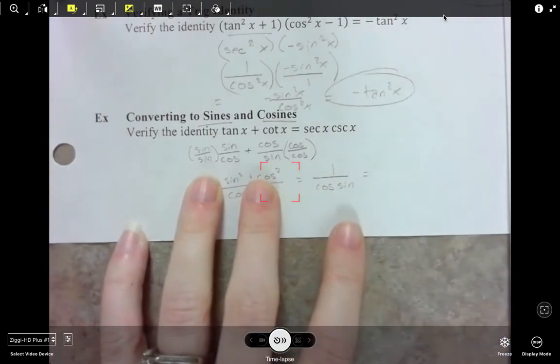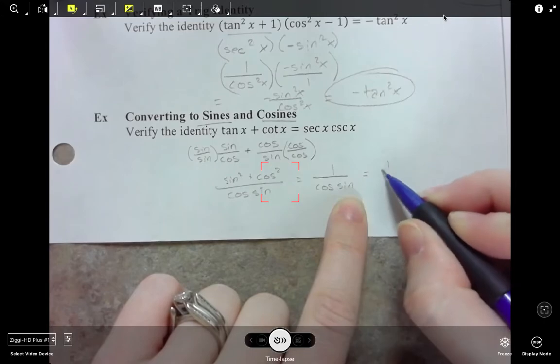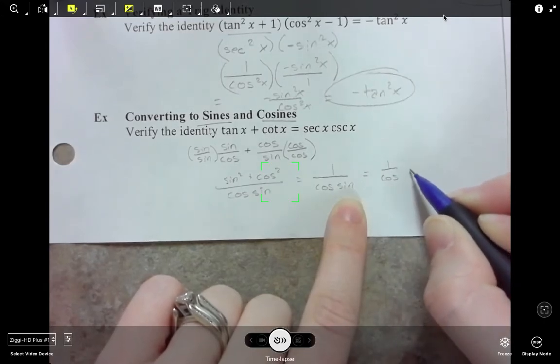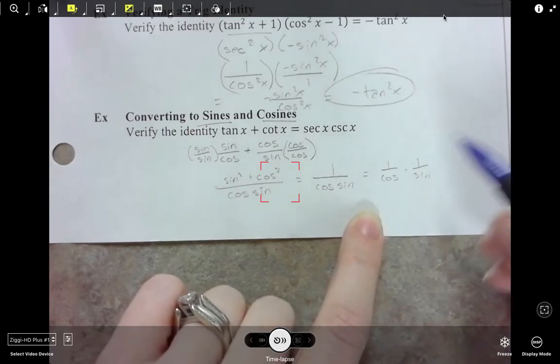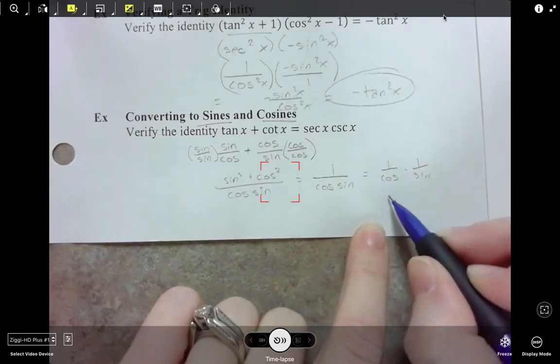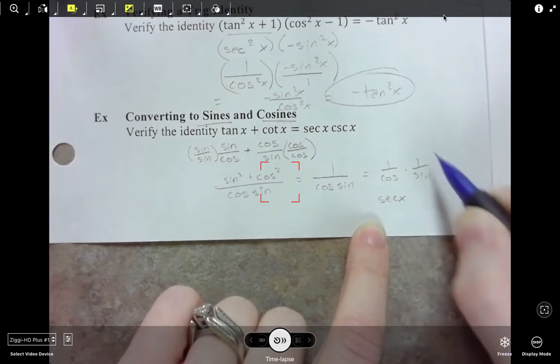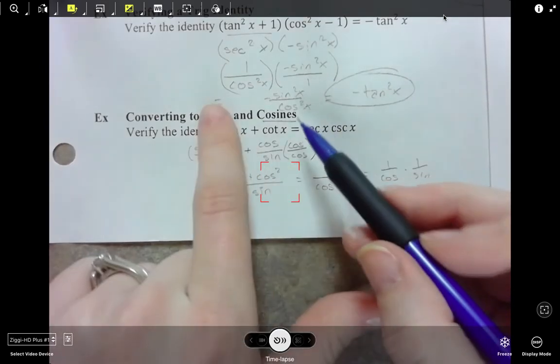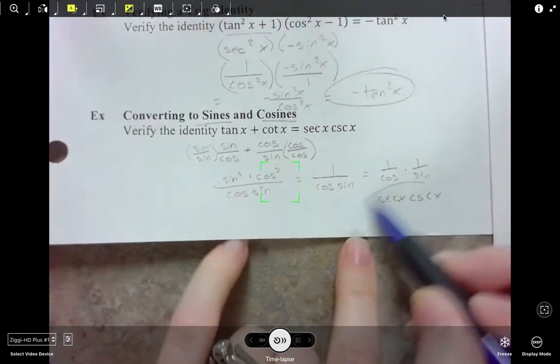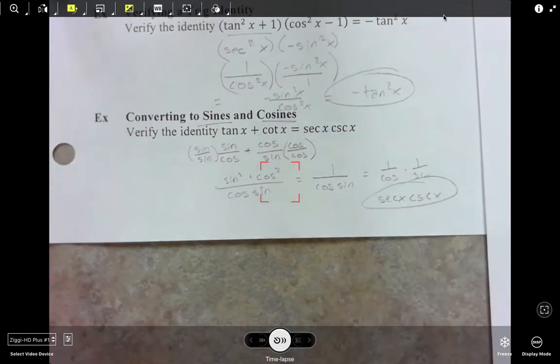Now, we're almost done. 1 over cosine times sine is like 1 over cosine times 1 over sine. That's what that looks like. And 1 over cosine is secant, and 1 over sine is cosecant. And I'm going to put my x's back in there, so I have secant x times cosecant x, and there is how I get from the left to the right.